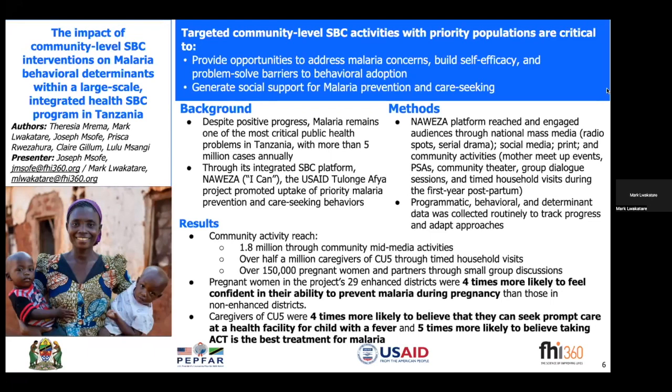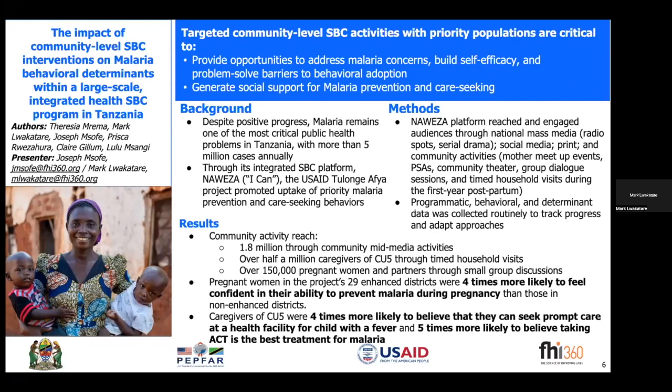But also, with these initiatives, what results we're able to see through our community activity interventions, we were able to reach 1.8 million people, including pregnant women, their partners, but also caregivers of children under 5 years through our community media activities. But also we were able to reach over 500,000 caregivers of under 5s through these timed household visits.